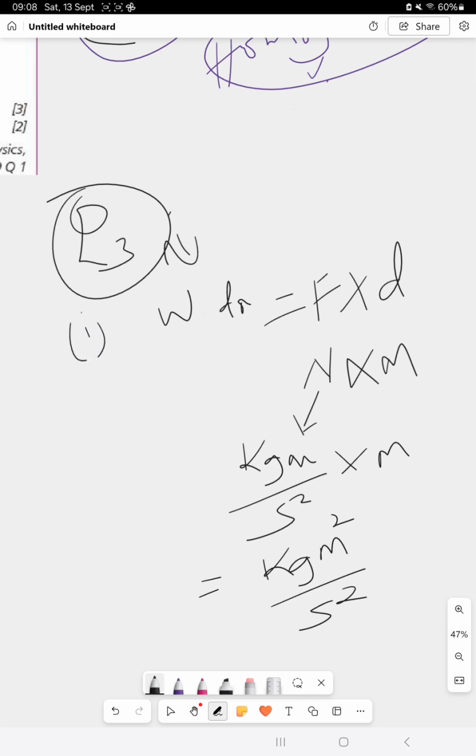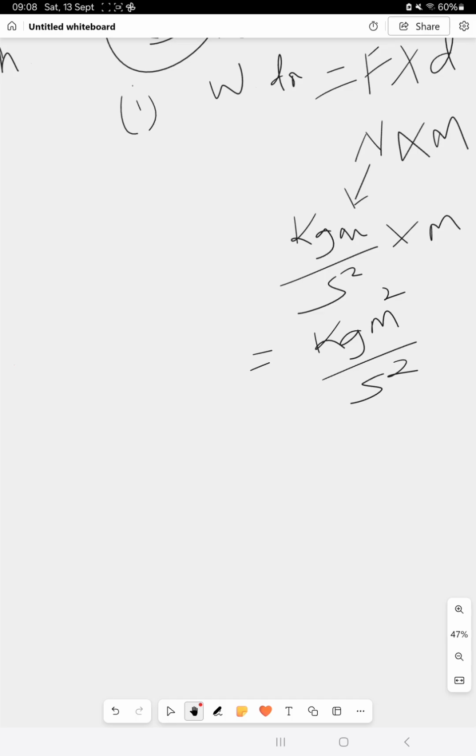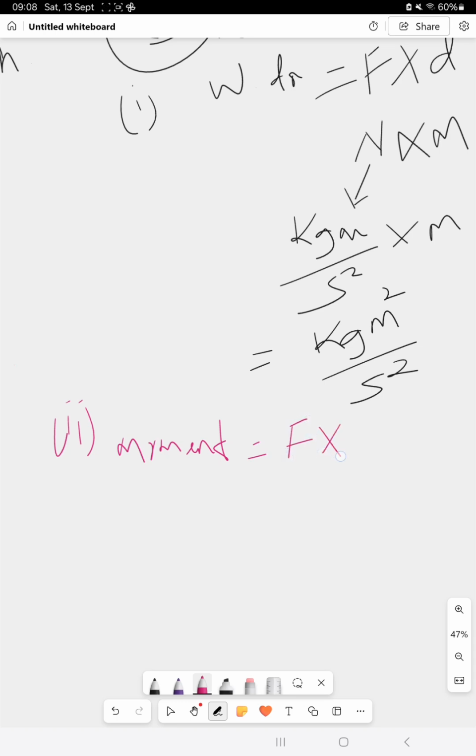Then I go to the other one. Moment of force, the second one. How do we get moment of force? Moment is given by force times perpendicular distance. Again, force times perpendicular distance.